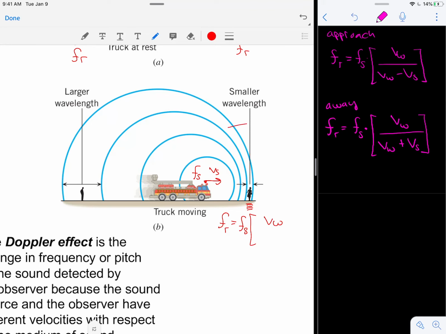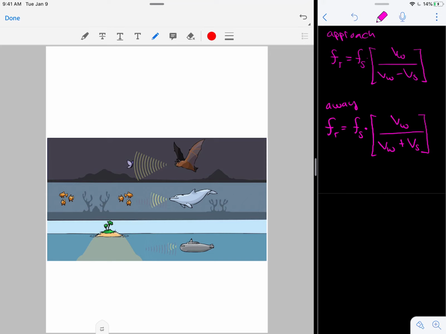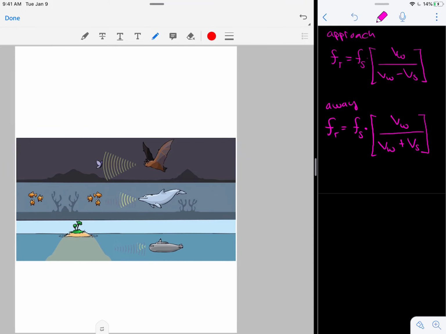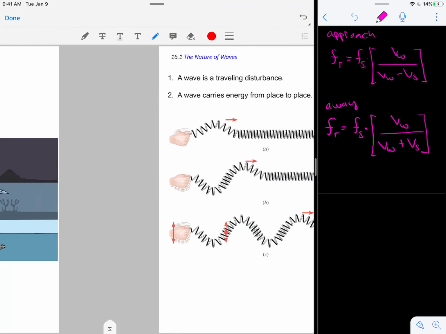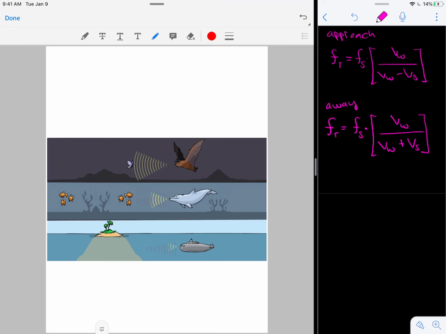And so these are examples of animals that use the Doppler effect to echolocate objects, like bats use that, dolphins, and even submarines use that. So we're going to stop here for the lecture on the Doppler effect, and we're going to continue on with another video.